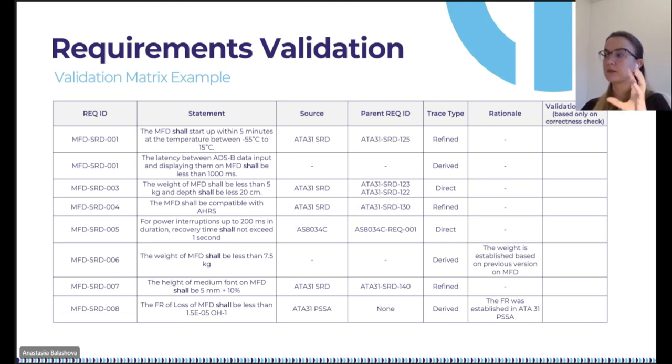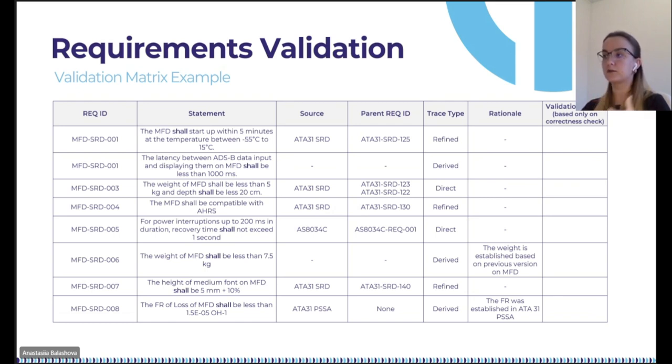So I'm starting. Let's look at the first requirement. I check its ID, great, it exists, it's unique for the current moment. Then I check the trace type and I understand that the requirement is refined from a higher level. There is a link and there is a source. I look at the statement. The MFD shall start up within 5 minutes at the temperature between -55 Celsius degrees to 15 Celsius degrees.